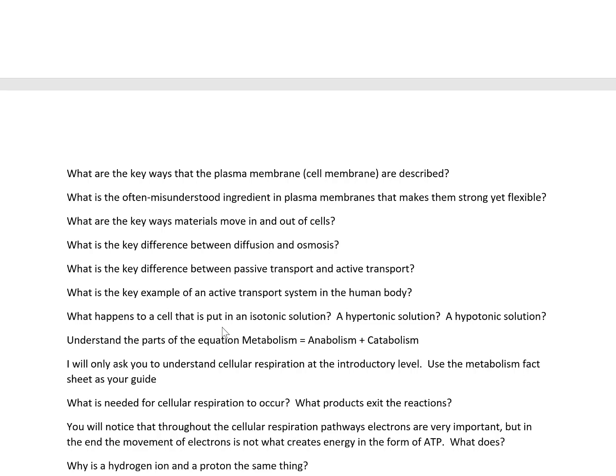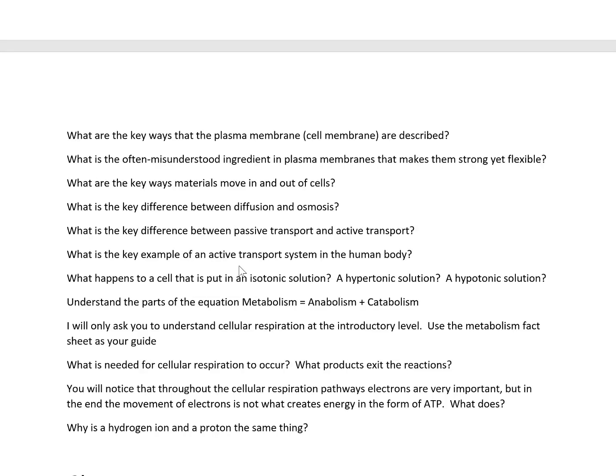You would totally think your cells would be rigid, but the consistency of a cell membrane is about the same as olive oil. They're not nearly as tough as you'd imagine, so kind of interesting. All right, what is the often misunderstood ingredient in plasma membranes that makes them strong yet flexible? That is cholesterol. We are terrified of cholesterol, but every cell in your body makes cholesterol because every cell needs it. Without cholesterol, your cells would be tearing open. They also would be too stiff.